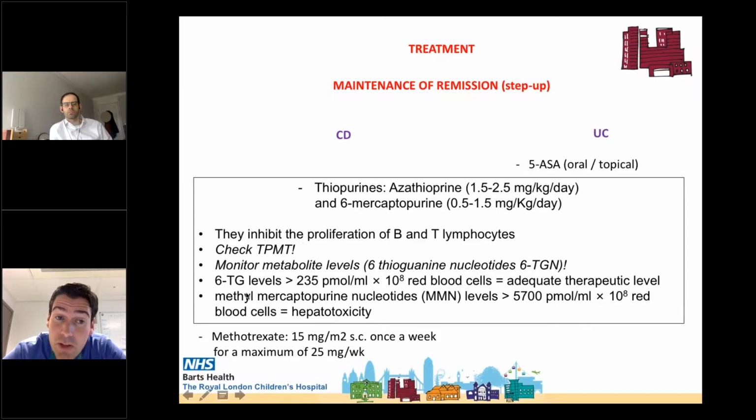If for any reason your patient develops important side effects to azathioprine or 6-mercaptopurine for Crohn's disease, you can consider methotrexate as an option. You will know about methotrexate from other diseases and other conditions. You will remember the mechanism of action. It must be given alongside some folate supplements, because of course it will inhibit your production of folic acid. And so you normally give methotrexate once a week. It's given either subcutaneously or orally, depending on what the patient needs and how it's tolerated. And it's normally 15 milligrams per square meter for a maximum of 25. We normally stop at 20 in the pediatric age.